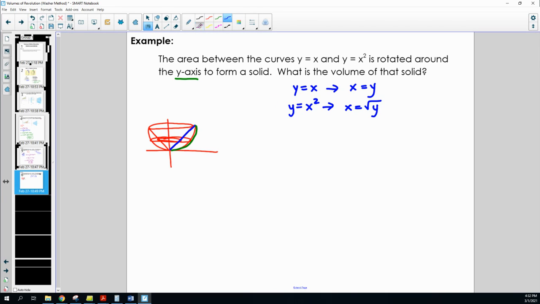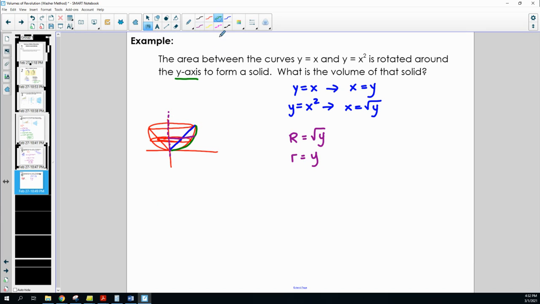So now when I think about big R and little r, big R, again, is going to be the farthest from the axis of rotation. So I'm rotating it around the y-axis. I'm just going to draw a little dotted line here. So my farthest function is going to be the farthest right function. So I want it to be the farthest from my line of rotation. So that is going to be the square root of y. And then little r is going to be the closer function to the axis of rotation. So that's going to be y. Okay, we already found the point of intersection on the previous problem. So we know that it was (0, 0) and (1, 1).